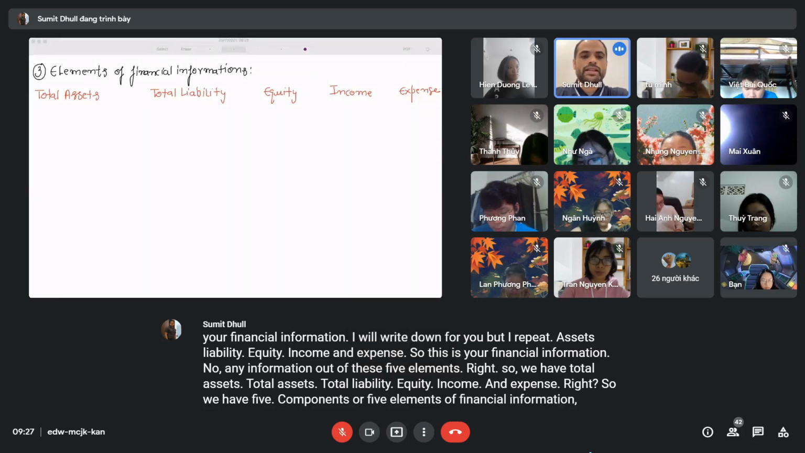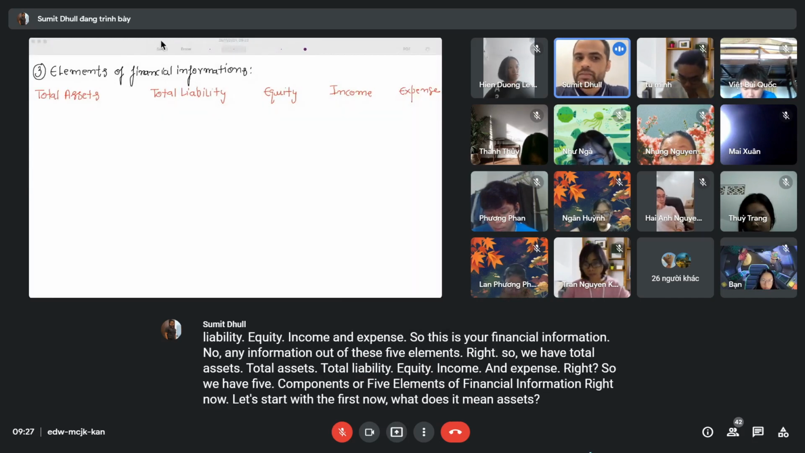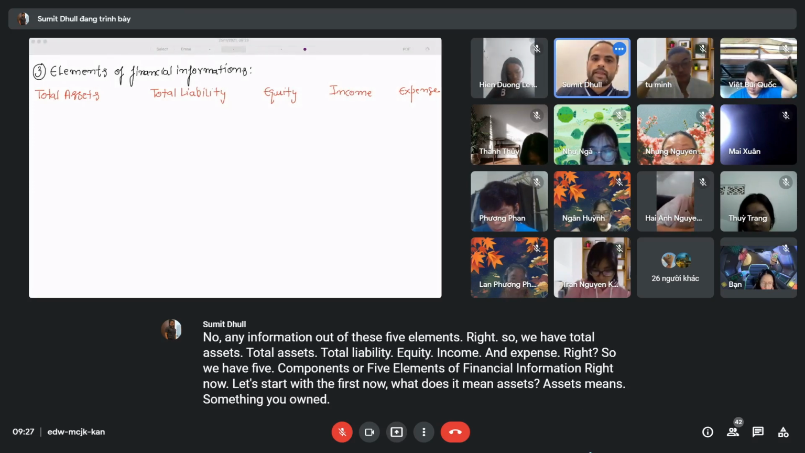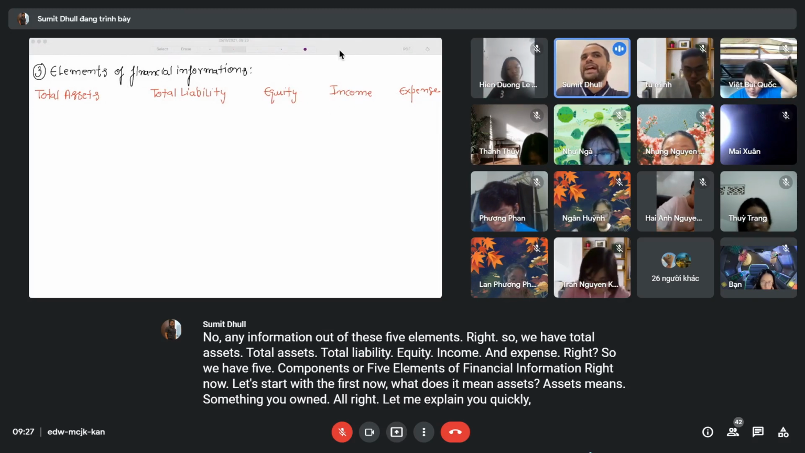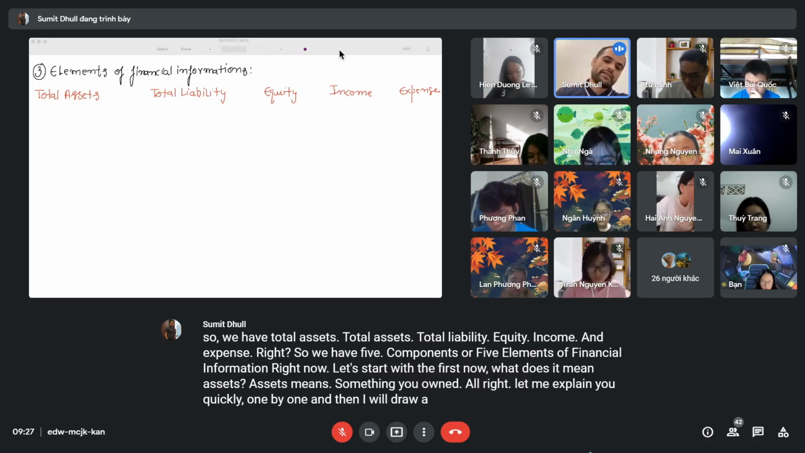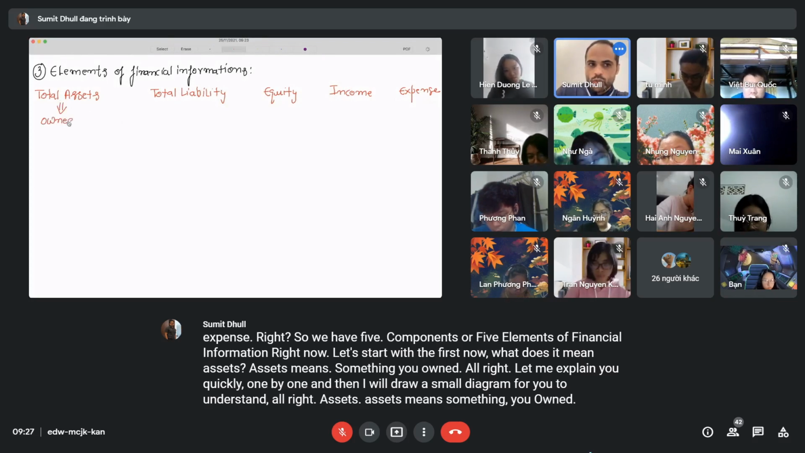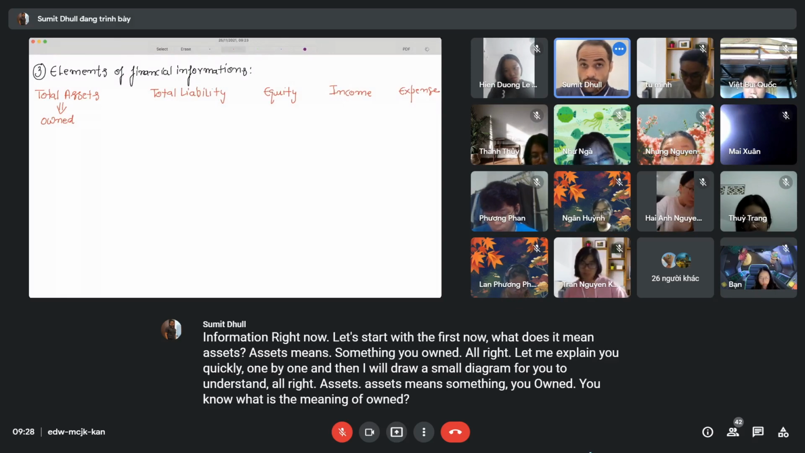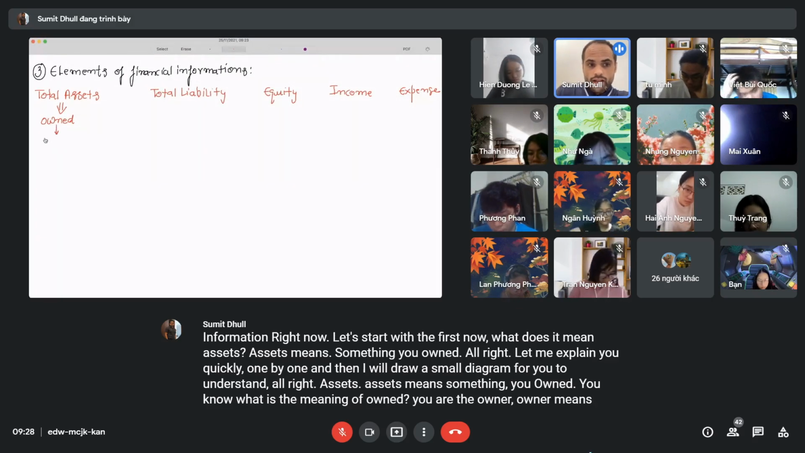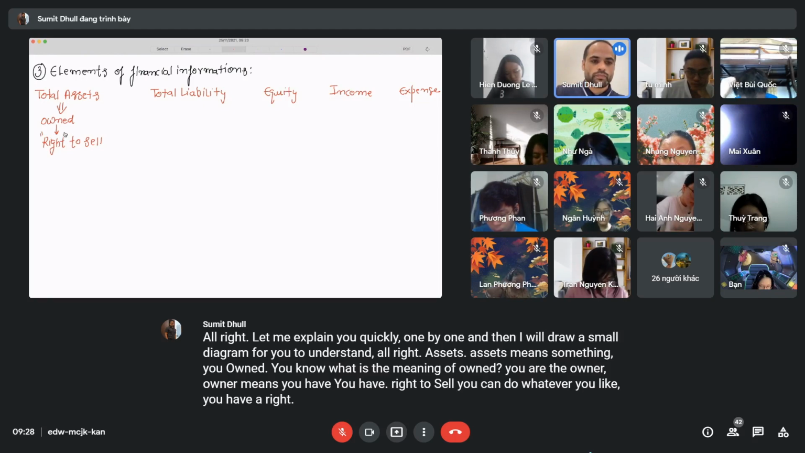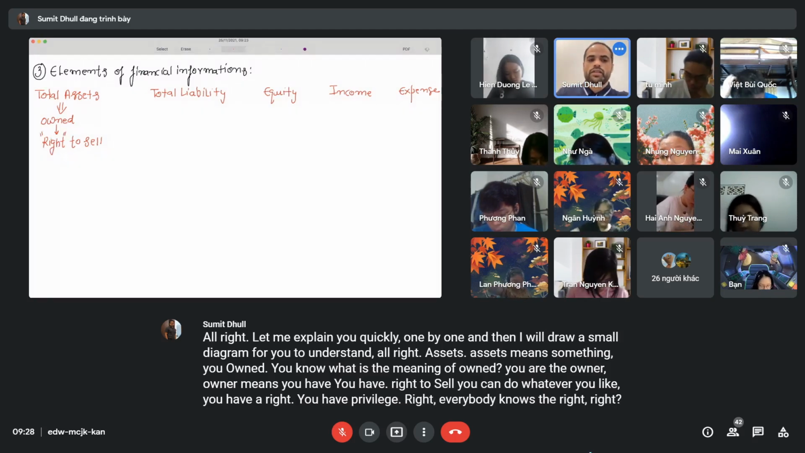All right. Now let's start with the first. Now, what does it mean, assets? Assets means something you owned. Let me explain quickly one by one, and then I will draw a small diagram for you to understand. Assets means something you owned. You know what is the meaning of owned? You are the owner. Owner means you have the right to sell. You can do whatever you like. You have a right. You have a privilege.